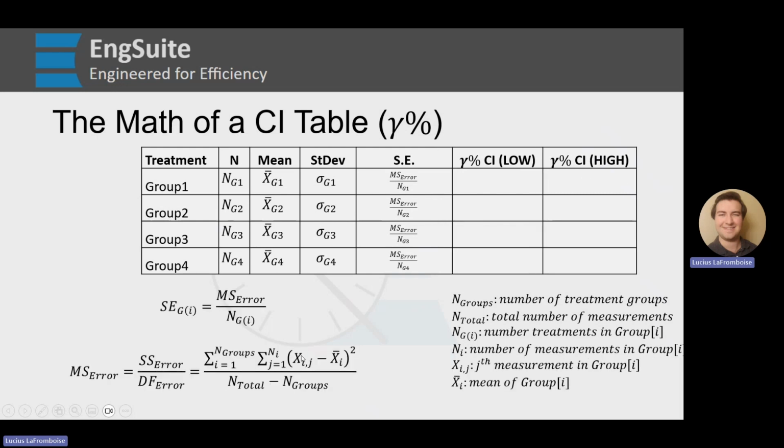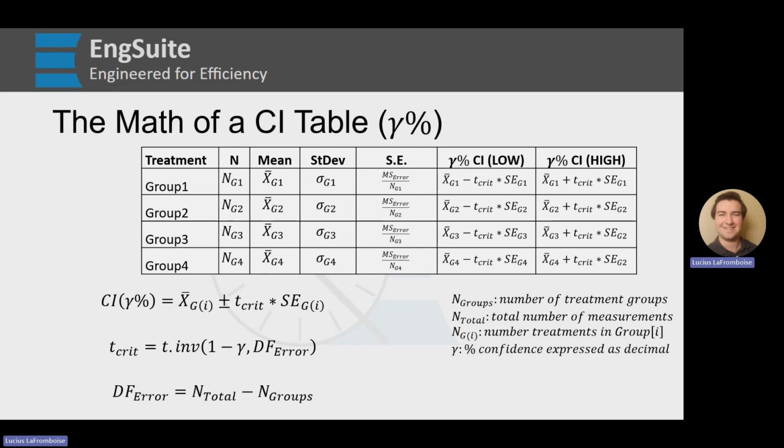Again, I would just like to say this is the SS error over DF error, so that's the SS error, sum squared error, and that is the degrees of freedom for our error. We will use the QE ANOVA one-way to calculate that for us. Okay, only other thing we have left are confidence intervals. So this is at any given percent, and I'll show you how we kind of put that in there.